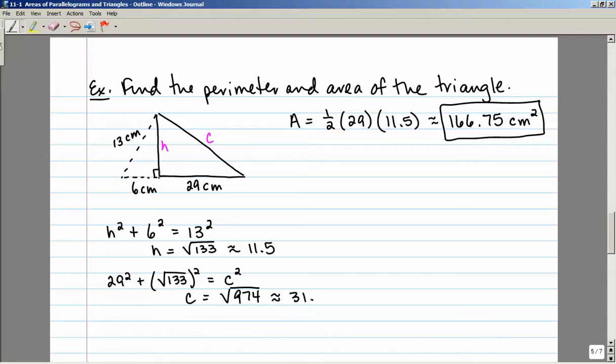which is approximately equal to 31.2. So for my perimeter, and this is going to be approximate, I'll add 29 plus what I found for h, which is 11.5, plus the value I found for c, 31.2, so my perimeter is approximately 71.7 centimeters.